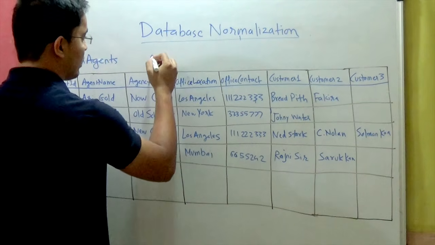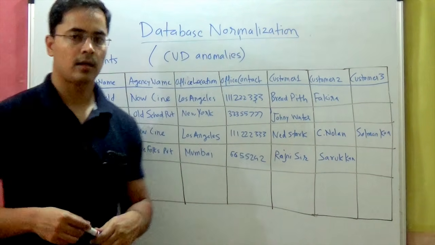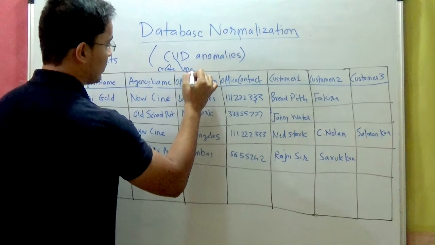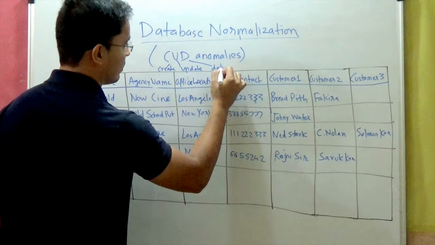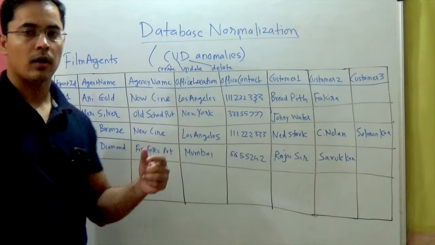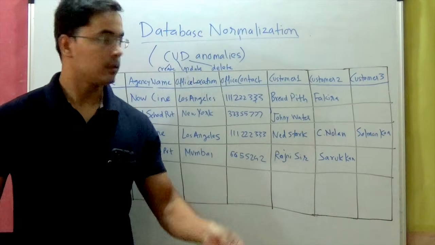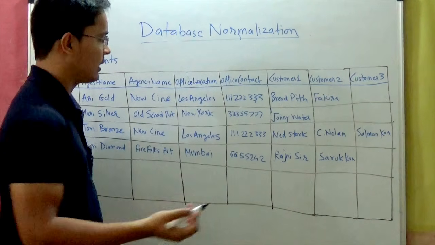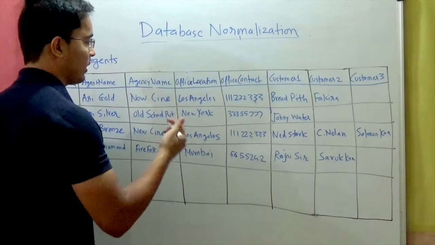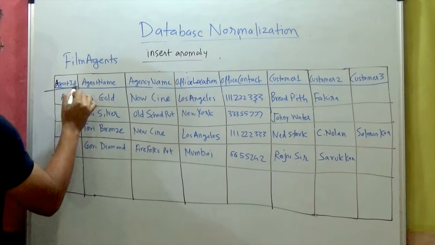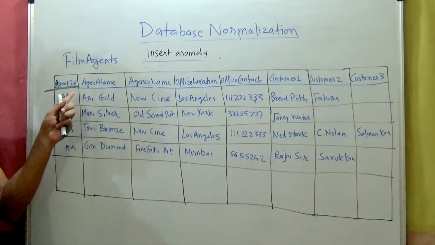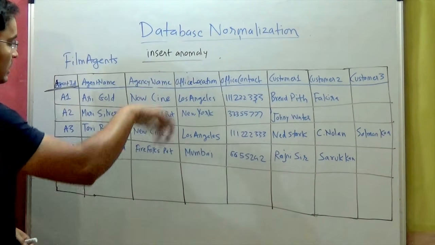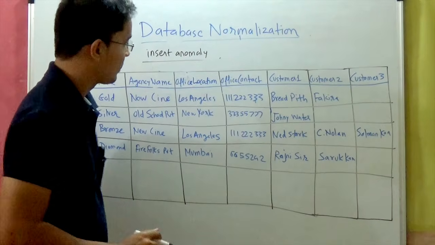As I told you, we need to avoid CUD anomalies. CUD stands for create, update, and delete. So what are these CUD anomalies? Let's start with create anomaly, which is also called insert anomaly. By the way, agent ID is the primary key, so I will denote it by underlining the column name. Agent ID is my primary key in this film agents denormalized table.